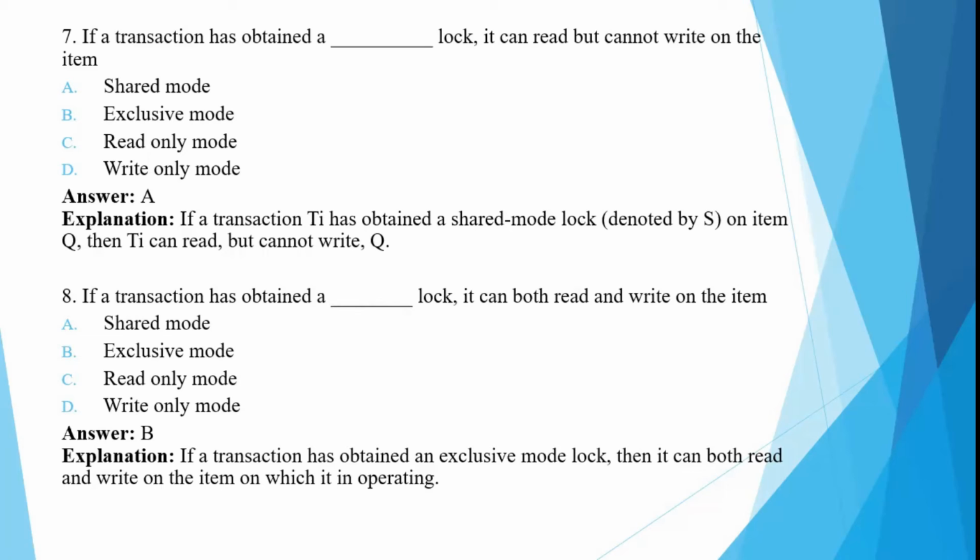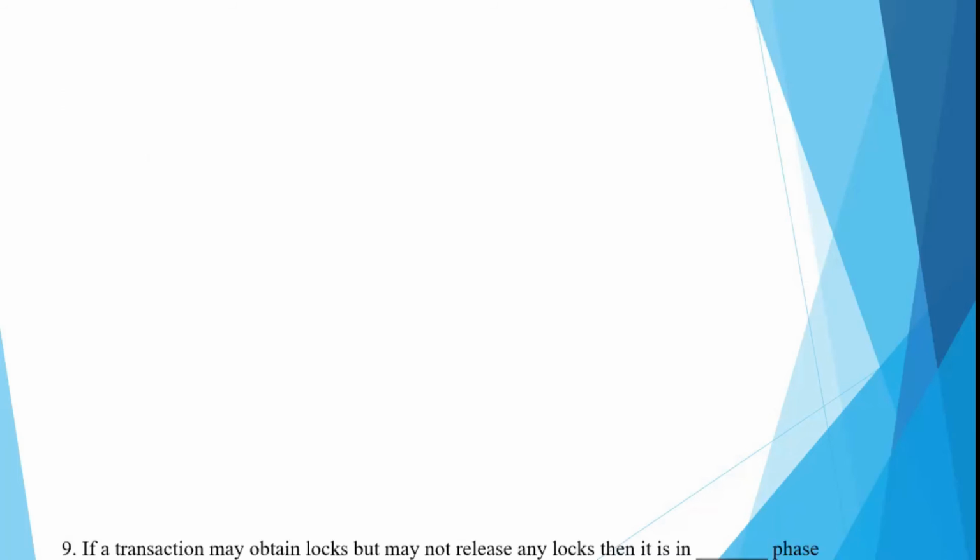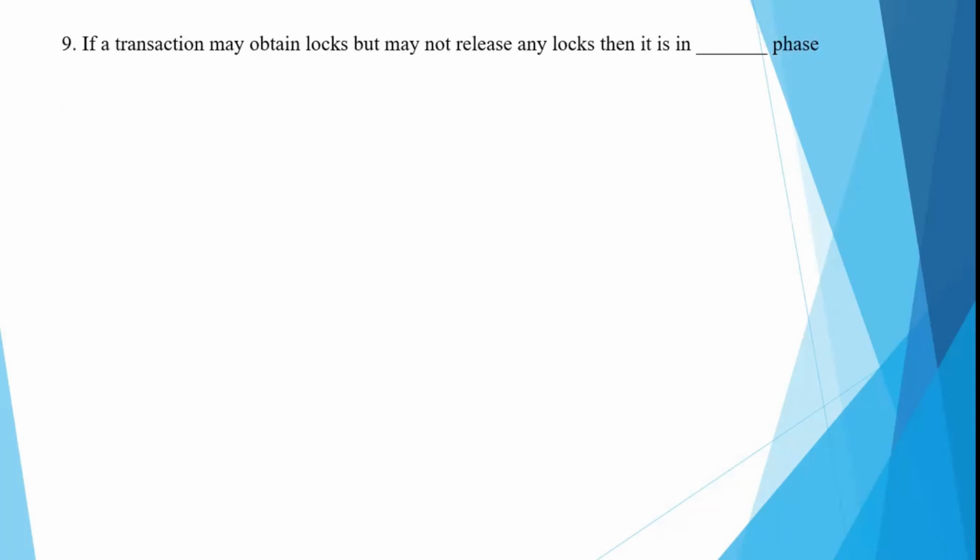If a transaction has obtained an exclusive mode lock, then it can both read and write on the data item on which it is operating.